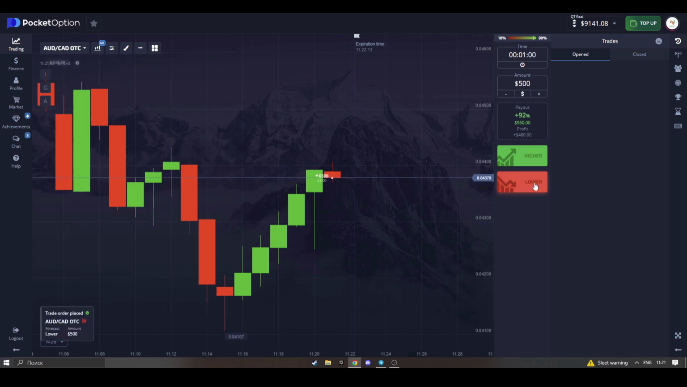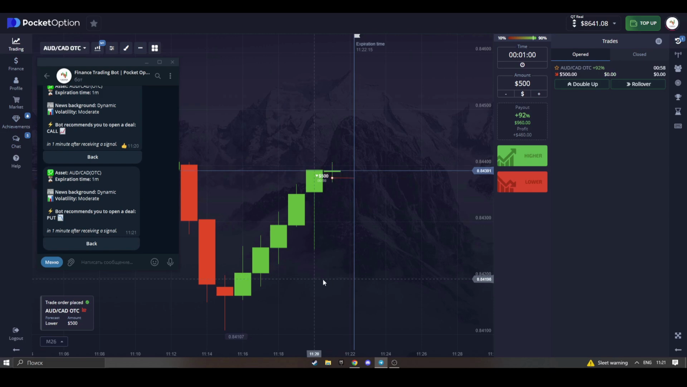Let's get the final signal from the bot and see how much we earned in a couple of signals from the bot. Down signal from the bot. Let's open our last trade.